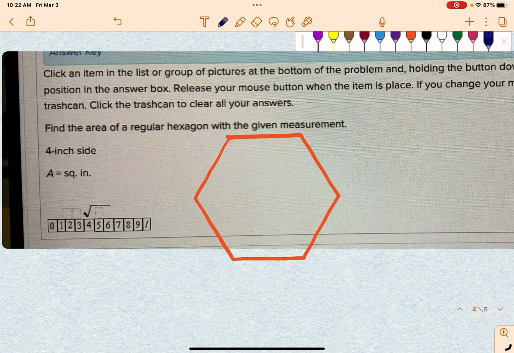Okay, on this one, we're going to look at, again, an area of a regular hexagon. So remember, if it's a regular hexagon, all the sides are the same. So each of these sides are the same, and each of those angles have to be the same. Okay, so a couple things. They tell us that we have a 4-inch side. So that means all of these sides are 4.